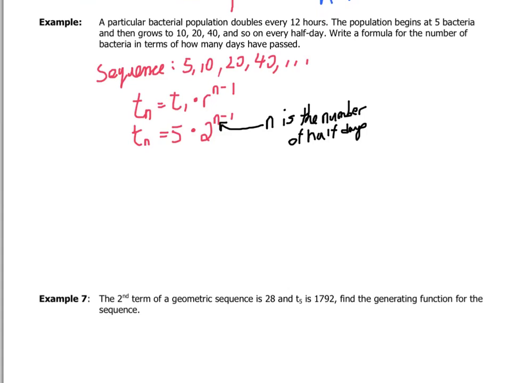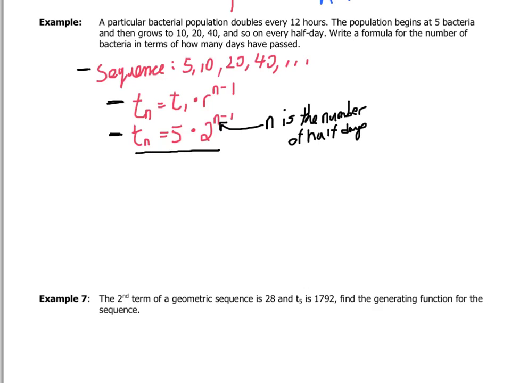Okay, here I've started the problem. I said that we've got a sequence 5, 10, 20, 40, etc. I said, well, what would be the general term, or the nth term of the sequence? Well, the first term is 5, and the common ratio is 2. So we have a formula Tn equals 5 times 2 to the power of n minus 1.